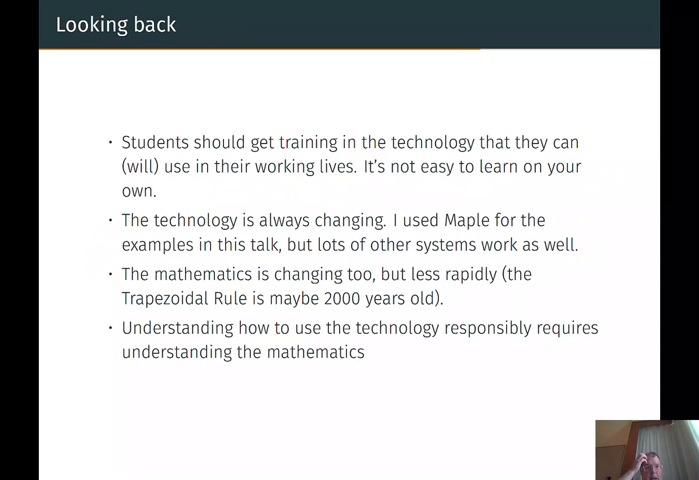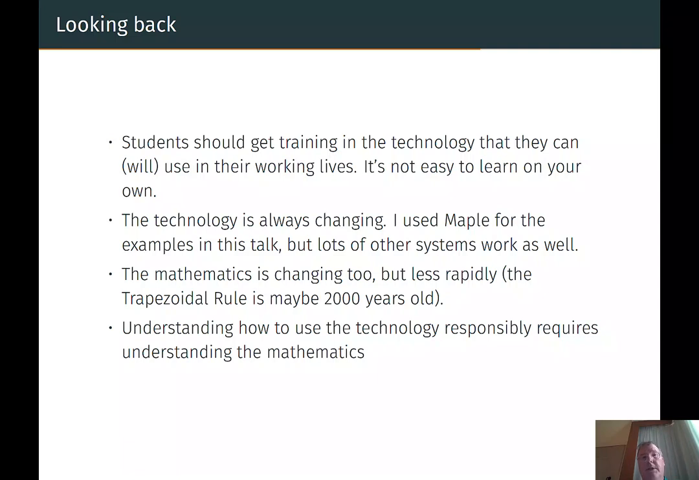So let's just look back a little bit at that. I think it's important to say that students should get training in the technology that they can and will use in their working lives. And I maintain that it's not easy to learn how to use the technology, subroutines and machines or whatever, on your own. The technology is always changing. So I used Maple for the examples in this talk, but lots of other systems work as well.